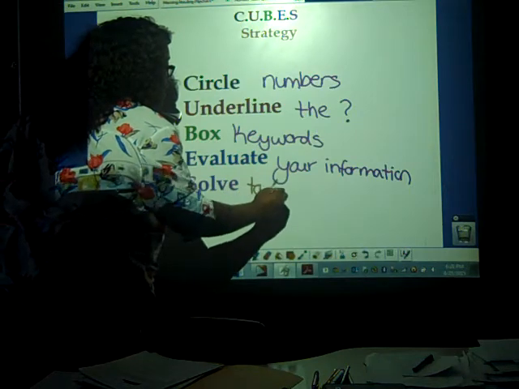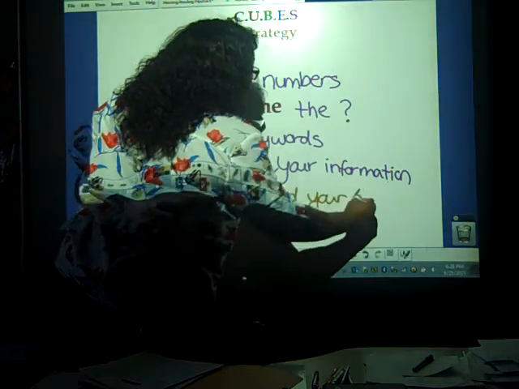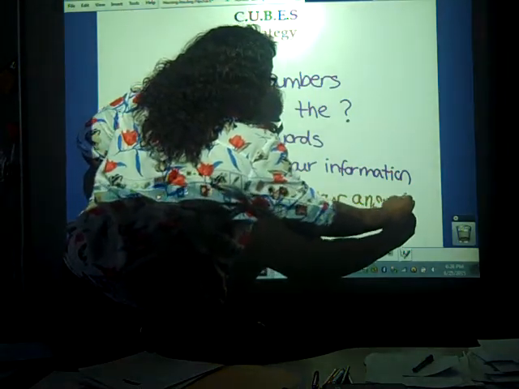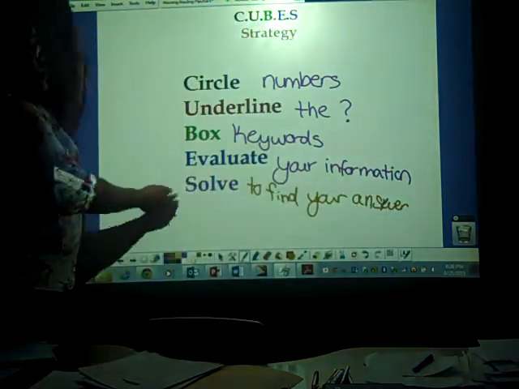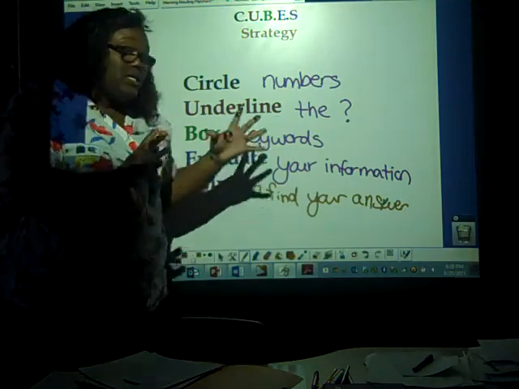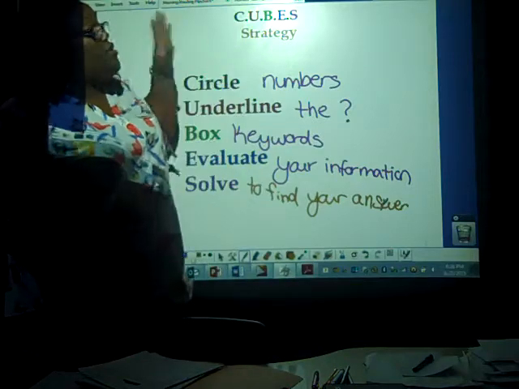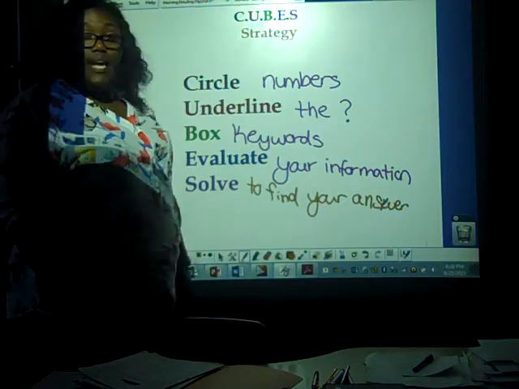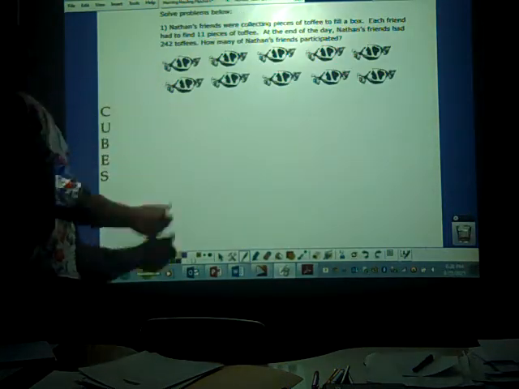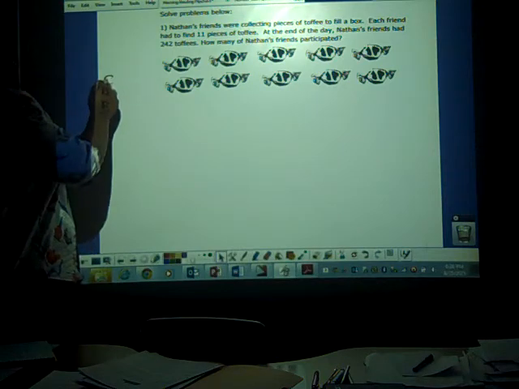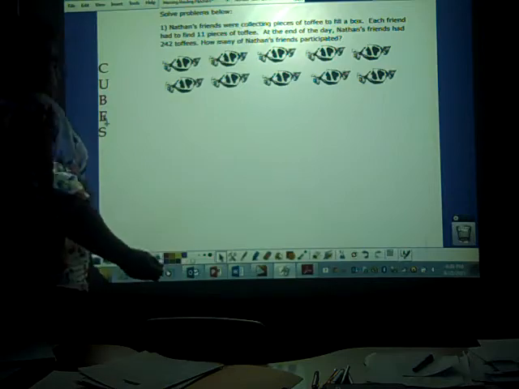Solve to find your answer. That's crazy looking. All right, so this is what CUBES stands for. If you would like a detailed video on CUBES, go back to your homepage for the videos on Unit 1, and it's there in all its glory, okay? Moving on. So we have our CUBES strategy out to the side: circle, underline, box, evaluate, solve.